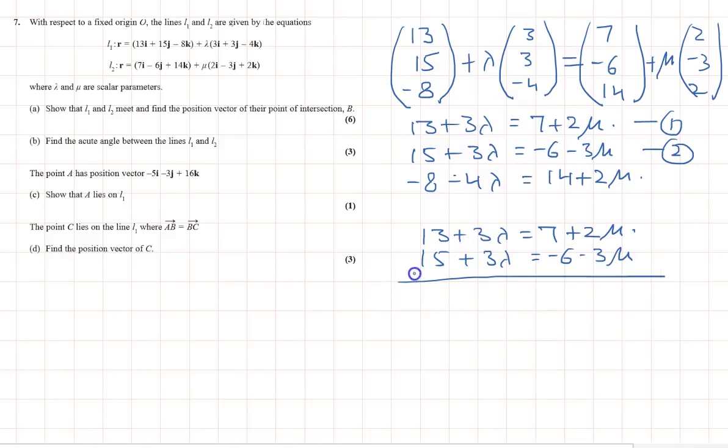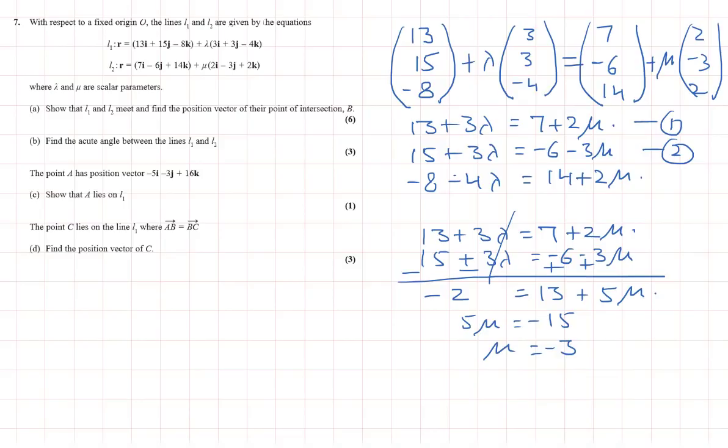The coefficient of lambda is constant, so we subtract. We change all the signs. So 13 minus 15 is minus 2. This cancels. It will be equal to 7 plus 6 is 13 plus 5 mu. So 5 mu is equal to minus 15 and mu is equal to minus 3. So that is the first value we have got, that the value of mu is minus 3.